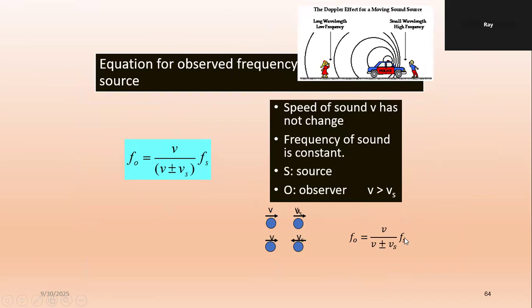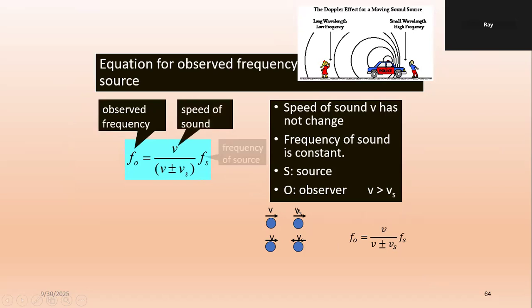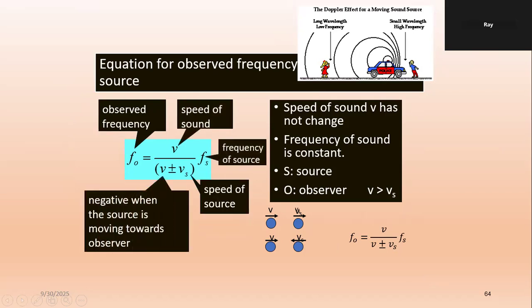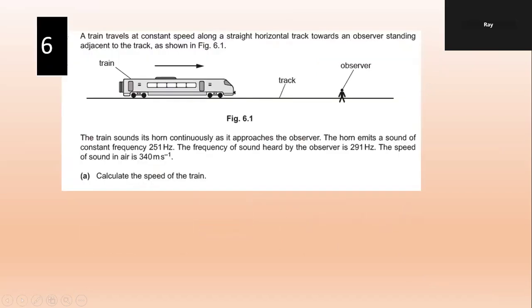The next one is that one. If both of them, the speed of the car and the wave are traveling in the same direction, then you choose negative. If both of them are in opposite direction, then you choose positive. Calculate the speed of the train.